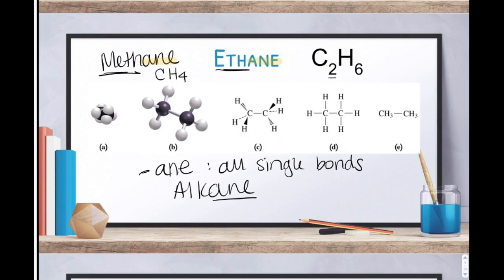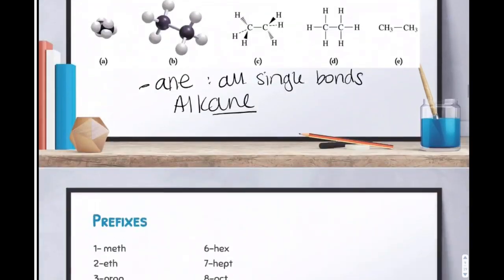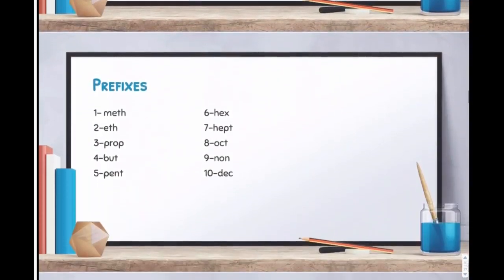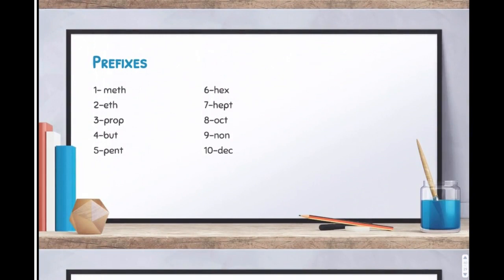So we just fill up each carbon with as many hydrogens as it can hold, and that would be 6 hydrogens, the maximum. And so how can I tell how many carbons are in my alkane? Here are your prefixes. We have all the prefixes 1 through 10. So this is for the number of carbons that you're looking at.